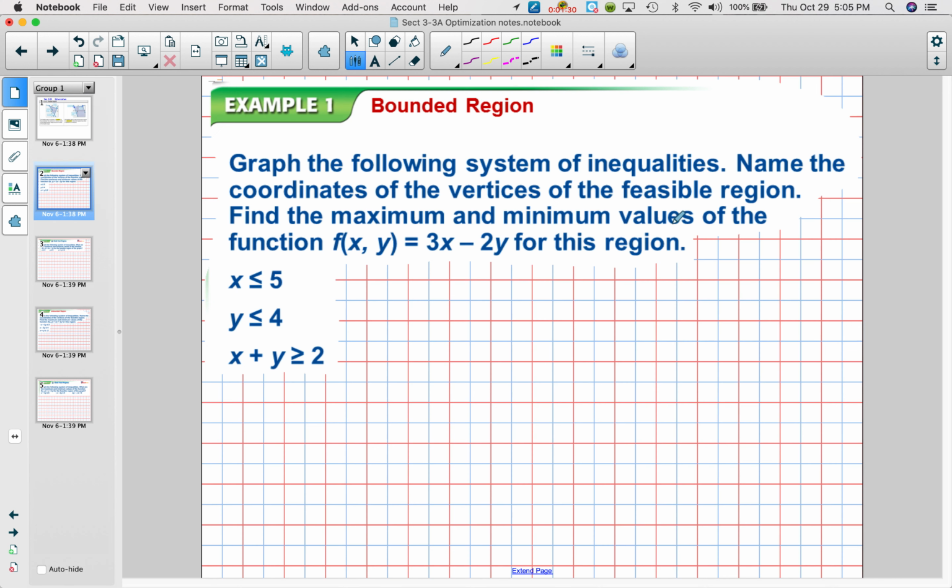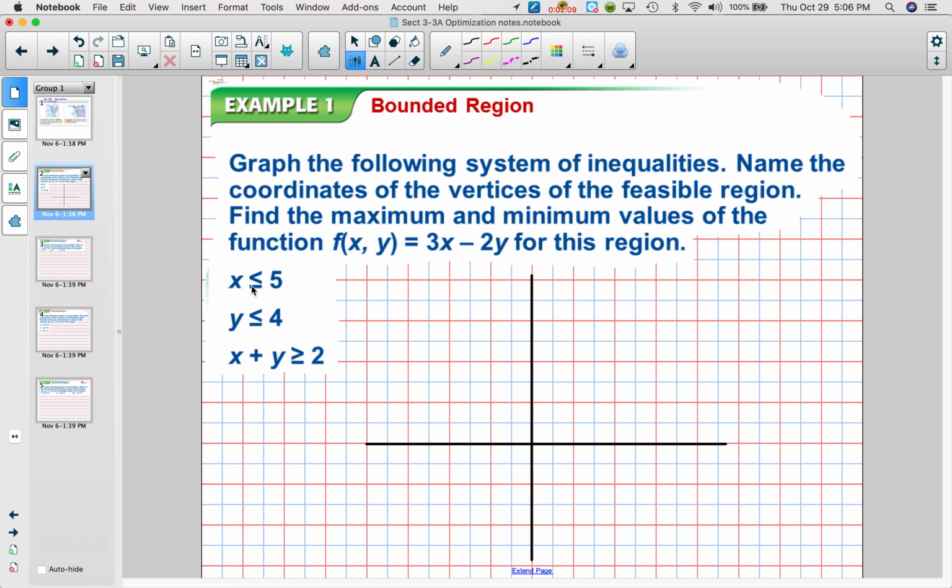So let's go through some examples. We're going to graph the following system of inequalities. That's not new. You've done that before. Then we're going to name the coordinates of the vertices of the feasible region. That's not new either. You've named the vertices of a region. And then we're going to find the maximum and minimum values of a function. Now this looks a little different because it's a function in 2 variables. So we would say this, f of x, y equals 3x minus 2y. So we're going to find the maximum and minimum values of that particular function.